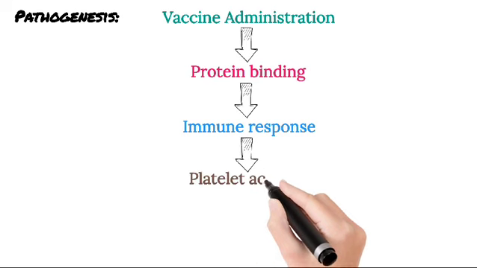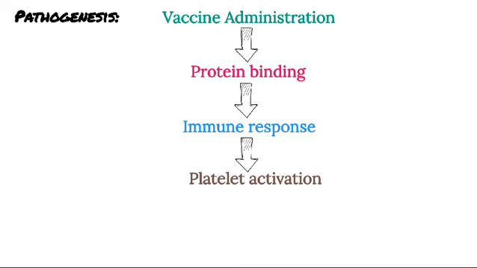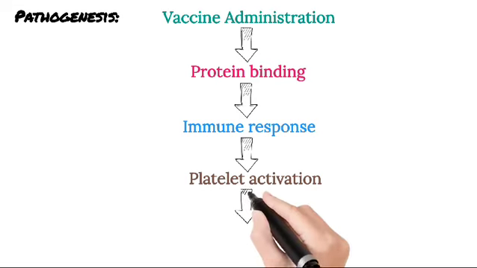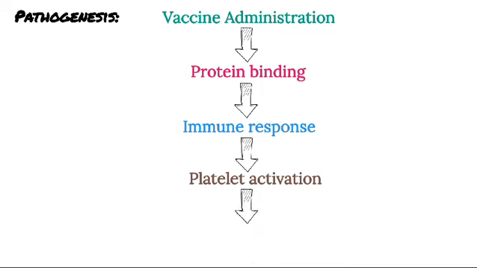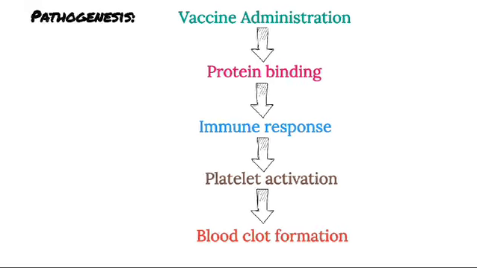4. Platelet activation. These defense cells attach to the PF4 vaccine parts, which causes your blood cells, platelets, to activate. 5. Blood clot formation. When platelets are activated, they can stick together and form blood clots. This can lower the number of platelets in your blood, called thrombocytopenia, and cause blockages in your blood vessels, called thrombosis.